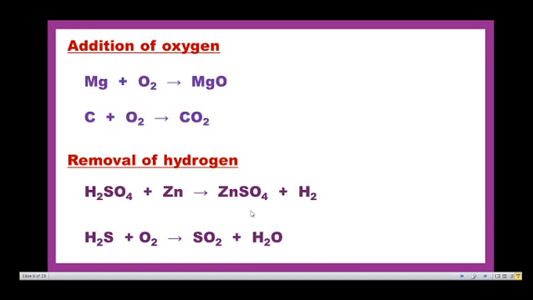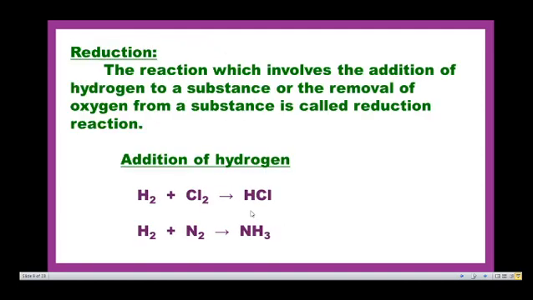The removal of hydrogen: hydrogen is removed from a substance. Sulfuric acid reacts with zinc, produces zinc sulfate and hydrogen. So hydrogen is removed from sulfuric acid. And hydrogen sulfide reacts with oxygen, produces sulfur dioxide and water. So hydrogen is removed from hydrogen sulfide. So that is an oxidation reaction.